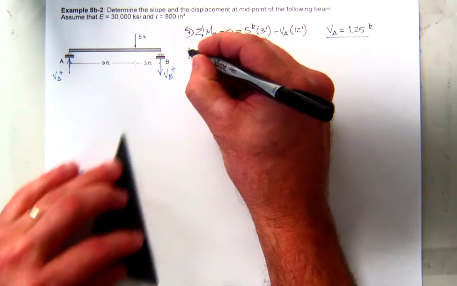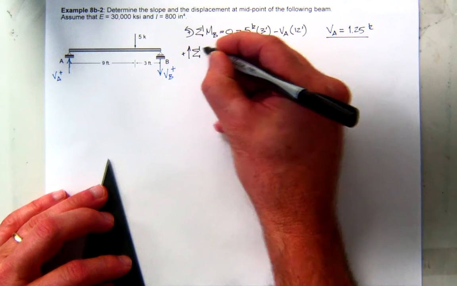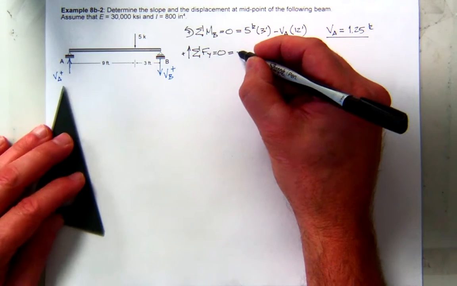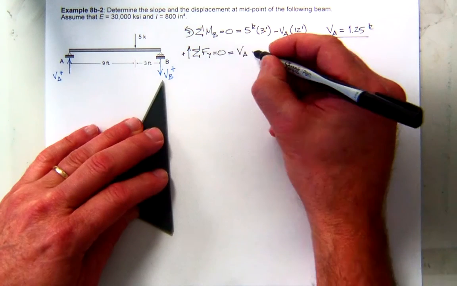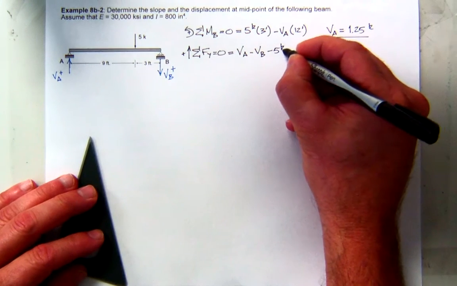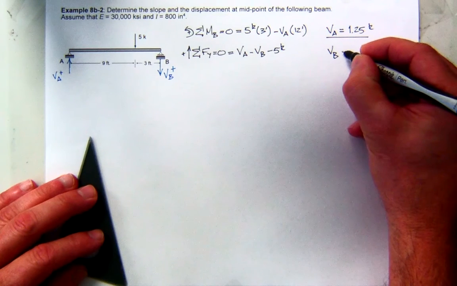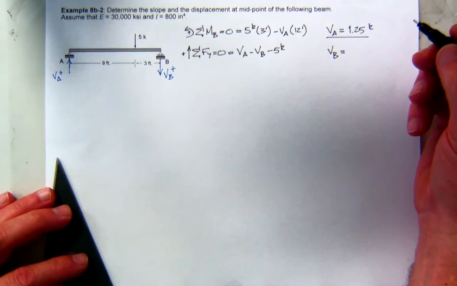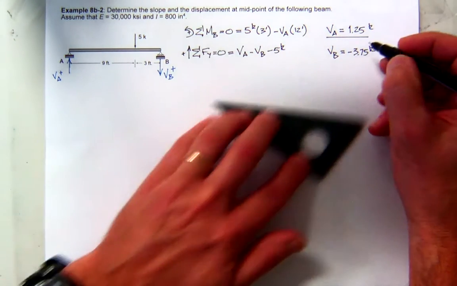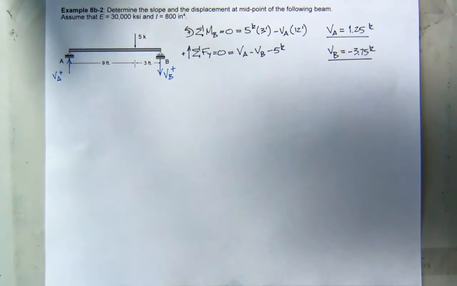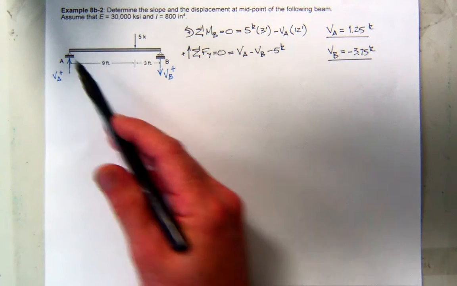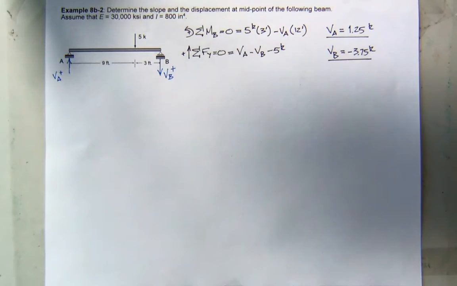And then we can quickly sum forces in the y direction. That would be the shear at A is up, the shear at B is down, and then the 5 kip force is down. So we can solve for the shear at B, and it looks like it's going to be minus 3.75 kips. Does that work out? Okay, not surprising. You would expect with this kind of loading that the force would be up and the force here would be up, which is negative shear.